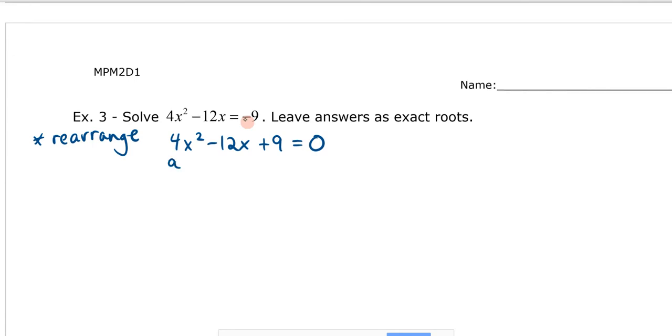So a equals 4, b equals negative 12, and c equals 9. And now it turns out you can factor this one. This is a factorable equation also.